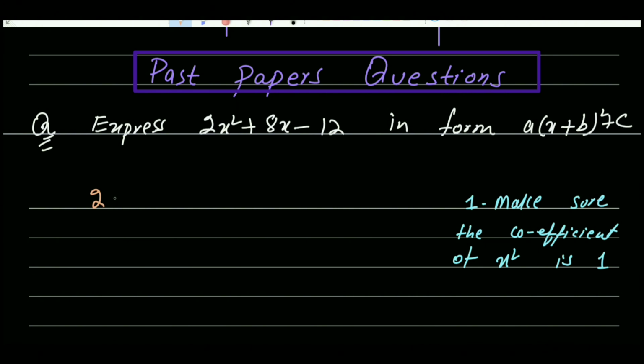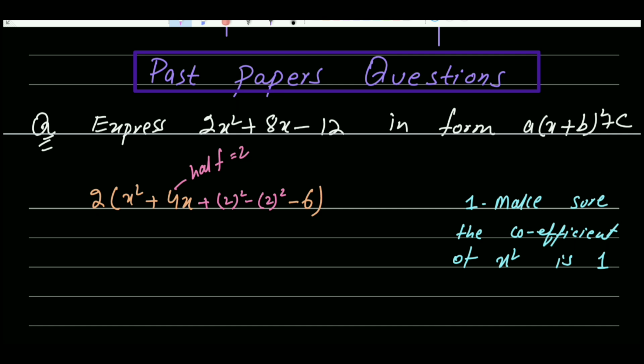2 will be taken common, so inside: x square plus 4x minus 6, since 2 times 6 is 12. We will write the 6 a little distance away, because what is the second step? We will take half of the coefficient of x, which is 4, so half is 2, and we will add its square and subtract its square here. So this will be your next step.